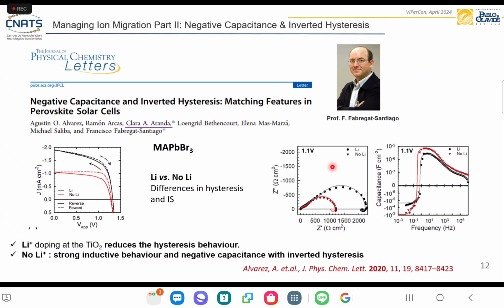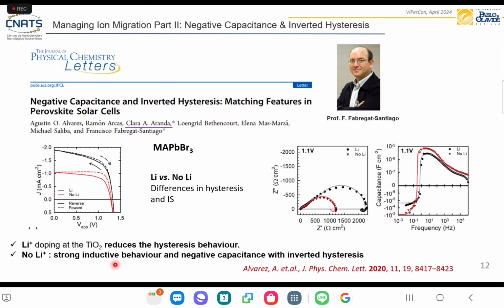And then when we jump into the impedance spectroscopy, we see another interesting thing, and that is that we also have a stronger negative capacitance in the case of the no lithium device. So it means the lithium, again, is reducing the hysteresis behavior, but when we don't have this lithium, then we have a strong inductive behavior and a negative capacitance with the inverted hysteresis.